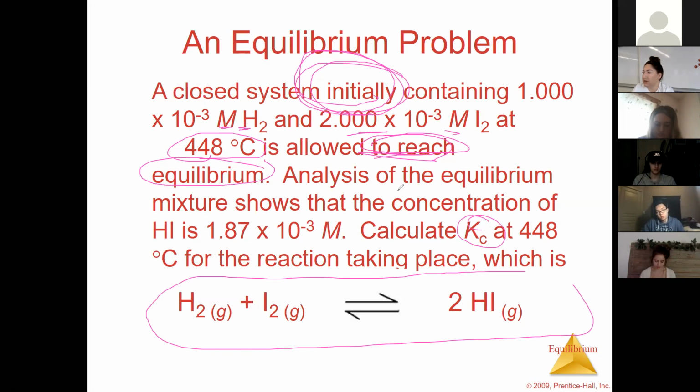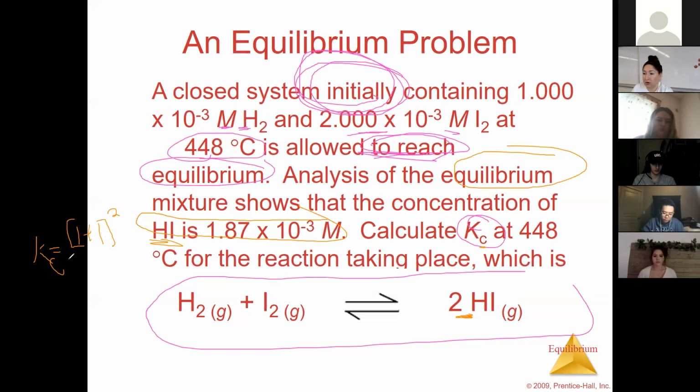Actually, let's do this. We want Kc. The analysis of the equilibrium mixture shows that the concentration is this. So when it's at equilibrium for HI, it's this. Calculate K at this same temperature, and this is the reaction. The first thing I do is write my equilibrium expression. These are all gases, great. So my K is going to be products. There's no pressure units. It looks like it's all molarity, so I'm going to do Kc, and actually, it's asking for Kc. So my products squared, over my reactants.